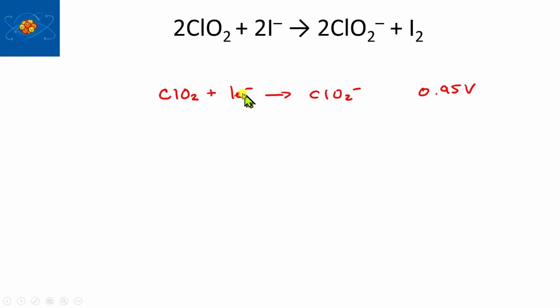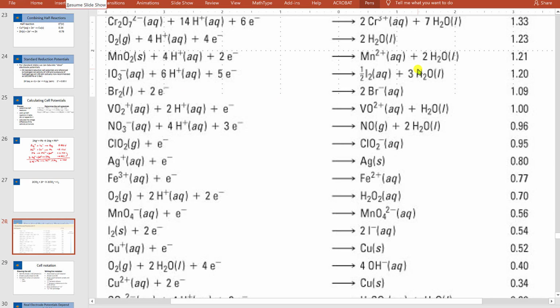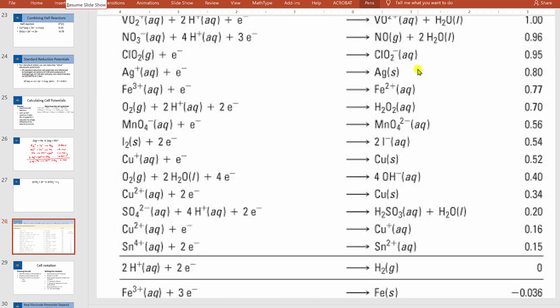That'll be to get the electrons to cancel, but this reaction is already written as a reduction, so I'm going to keep this voltage as is, and it'll be the iodide that'll be flipping about. What that means is, when I look it up on the table, the I2 will be on the left side of the table, and the 2I minus will be on the right side of the table. So we can scan around, and I've already spotted it.